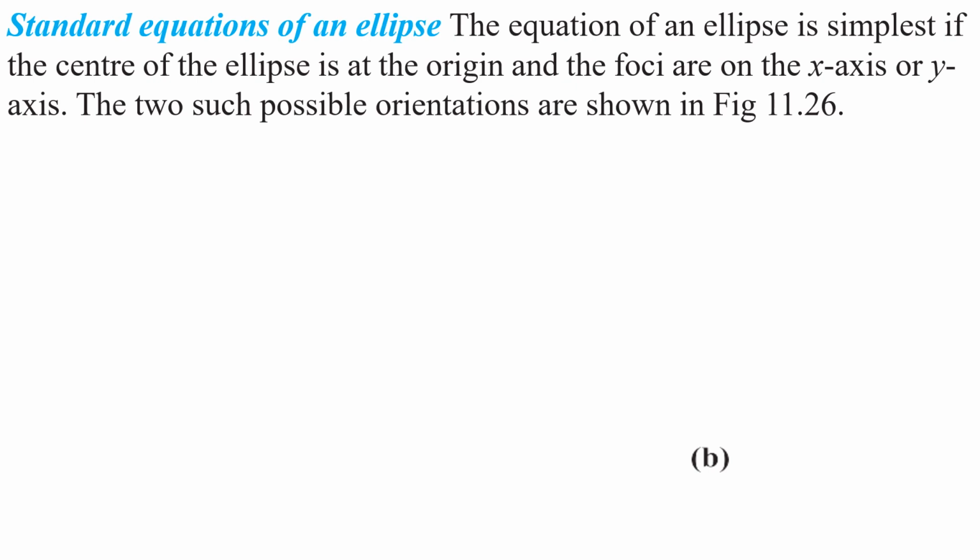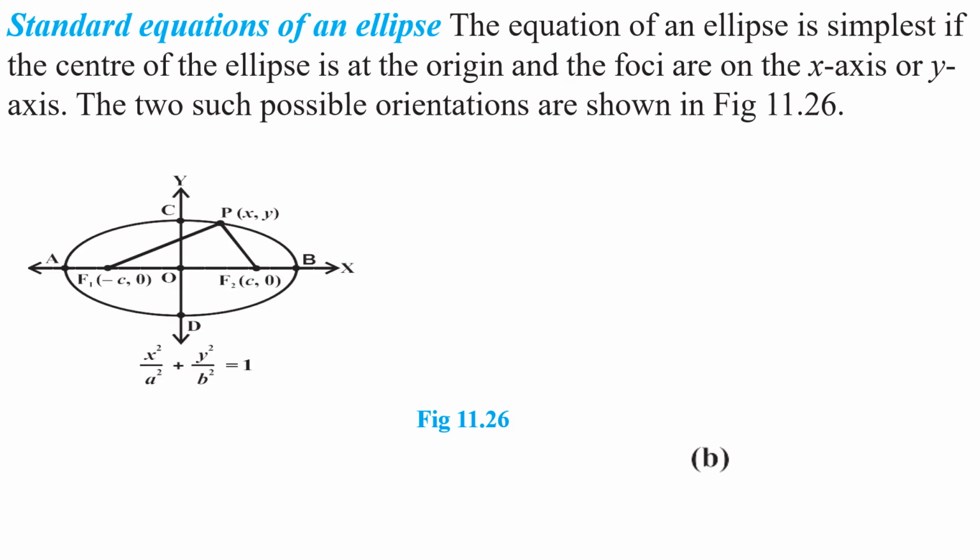The standard equation of an ellipse is simplest when the center of the ellipse is at the origin and the foci are on either the x-axis or the y-axis. Understood this point? Then the ellipse is said to be in the standard position, and the equation of the ellipse is said to be the standard equation. Observe this figure 11.26.